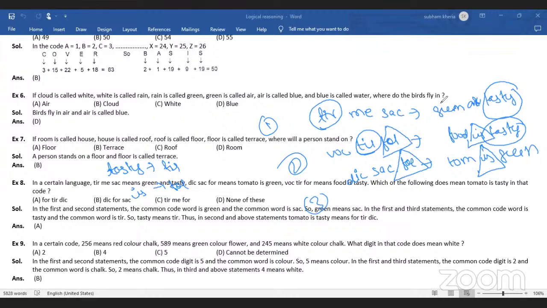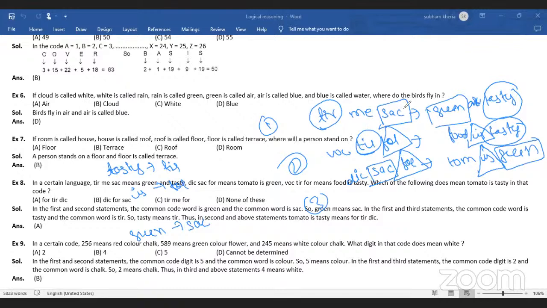Now let's check first and third. Look at the first and third. What is the common code? Sack is common. Make a square for sack. And what's the common word? Green and tasty. Tomato is green. The word green is common. So take out green. So what can you write? That the code of sack is green. So we got 3 words and 3 codes. Okay, understood?